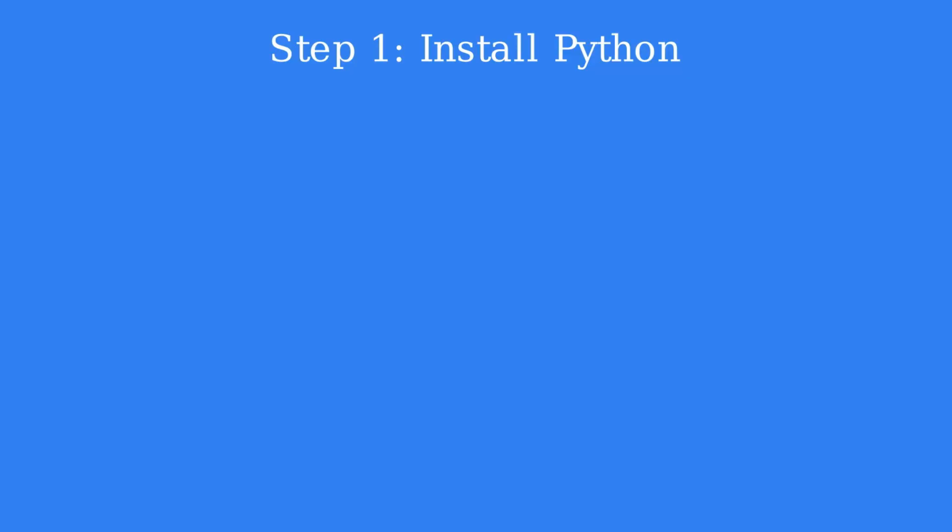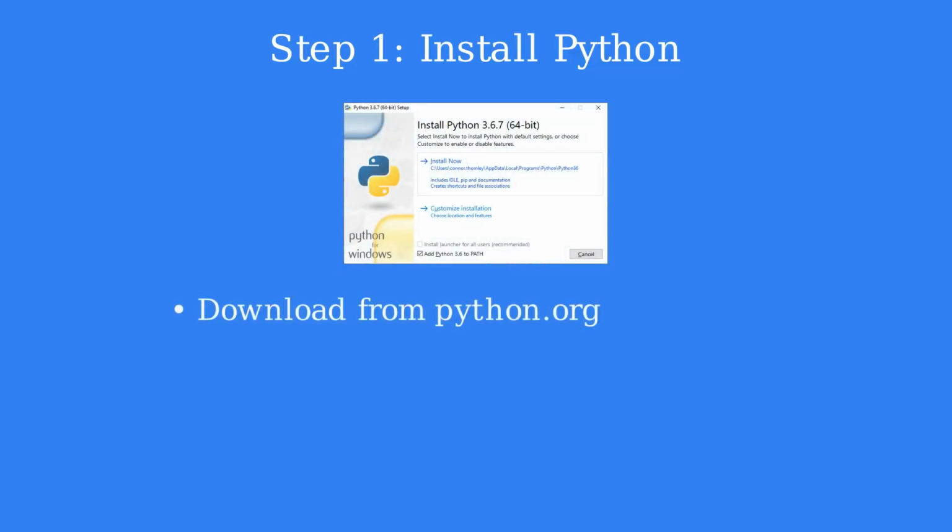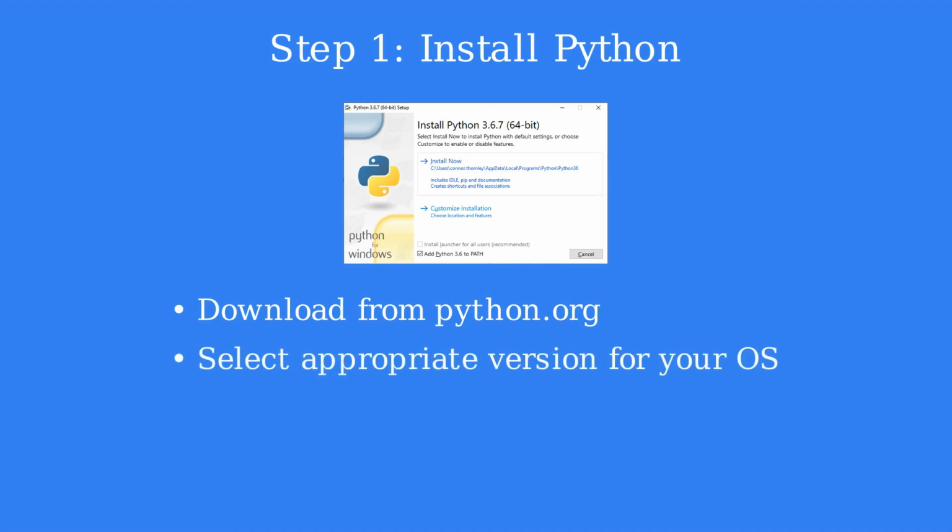To get started with Python, first you'll need to install it on your computer. Head over to python.org and download the latest version for your operating system. During installation, make sure to check the box that says "Add Python to Path." This is critical as it allows you to run Python from your command line or terminal.